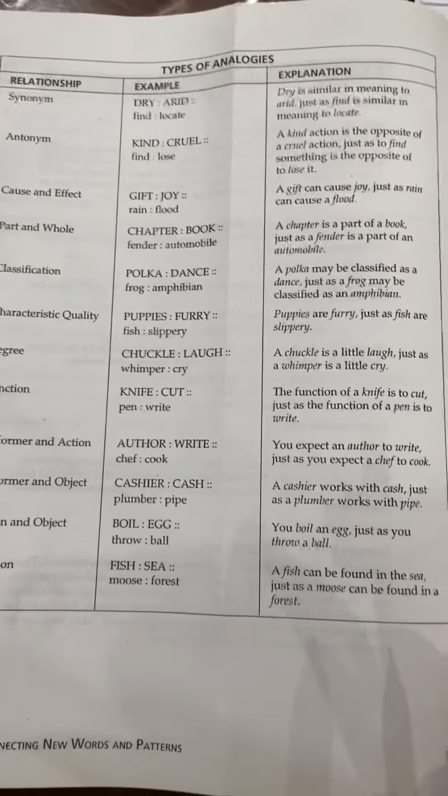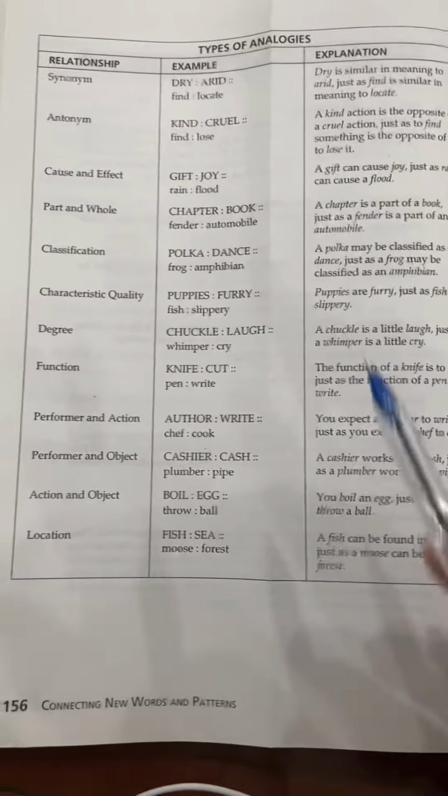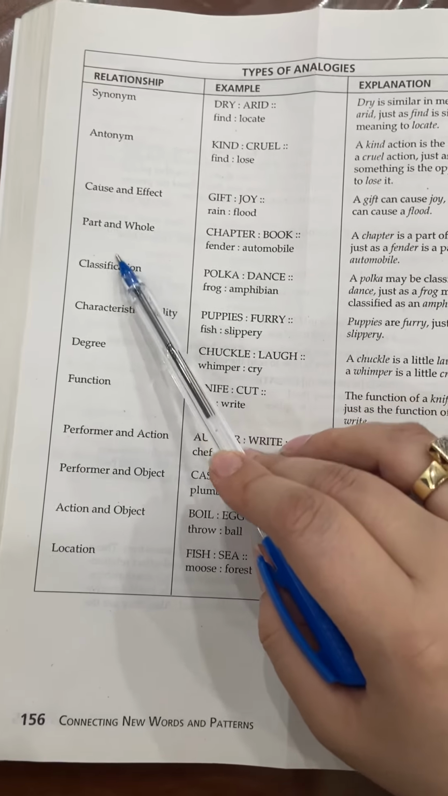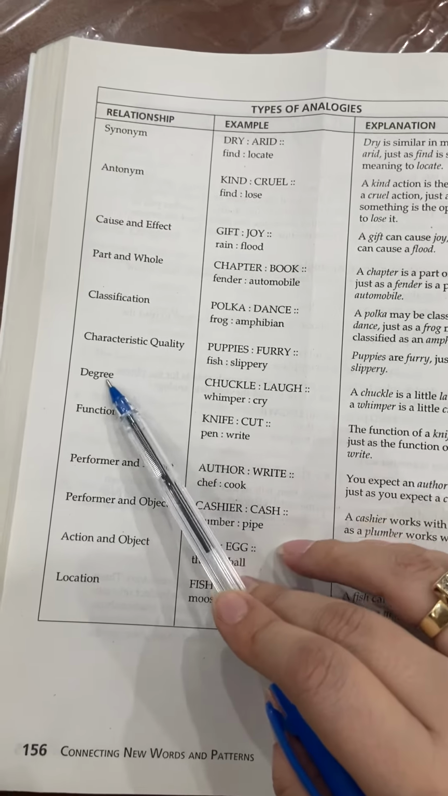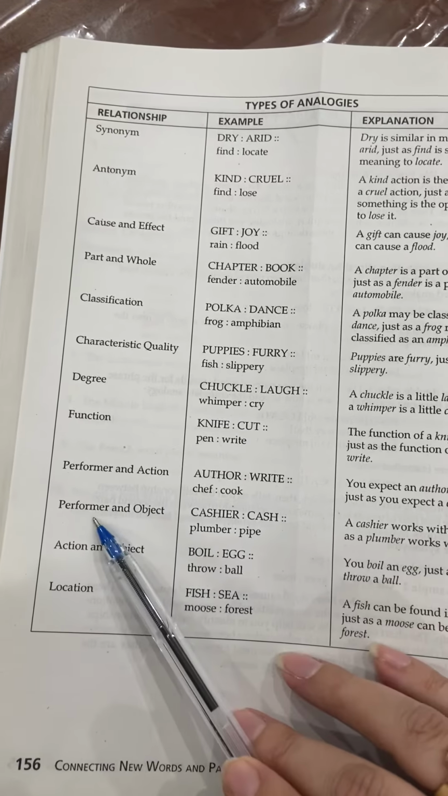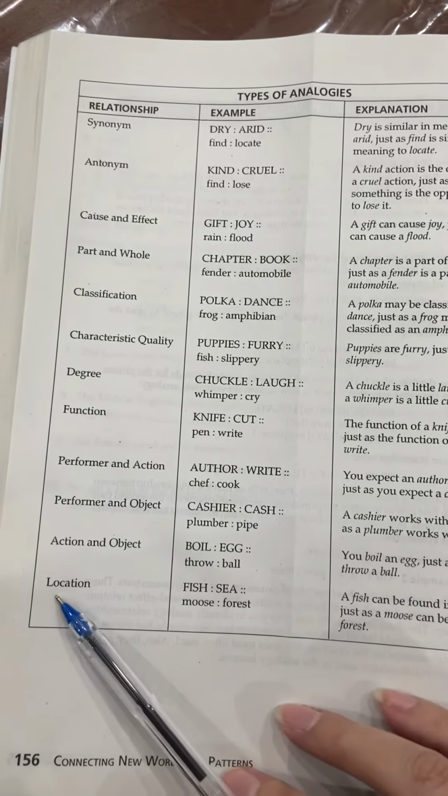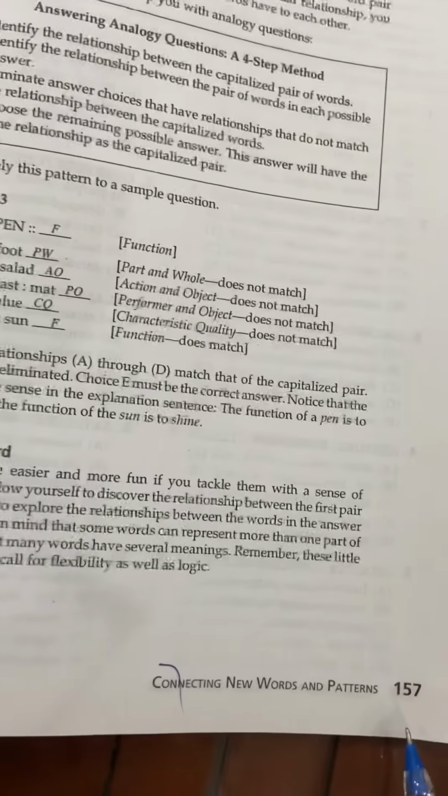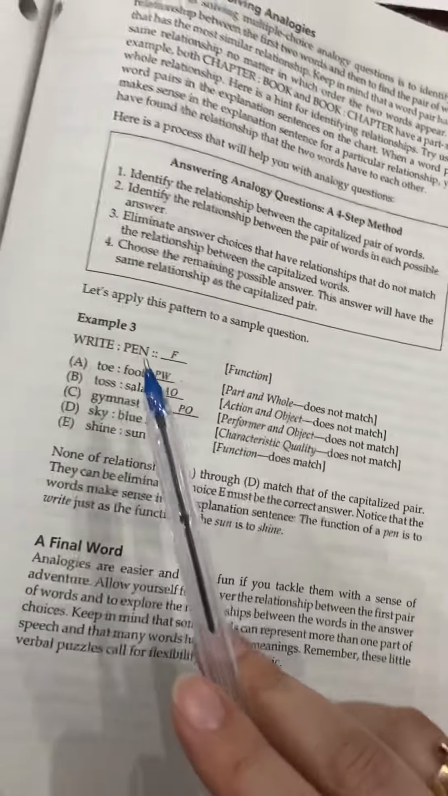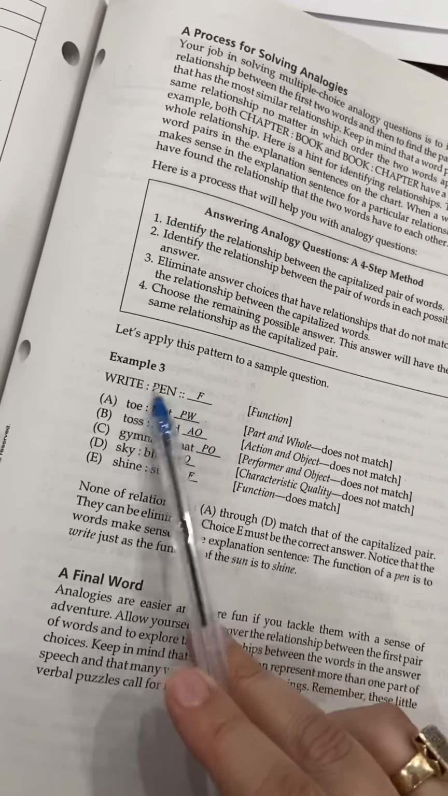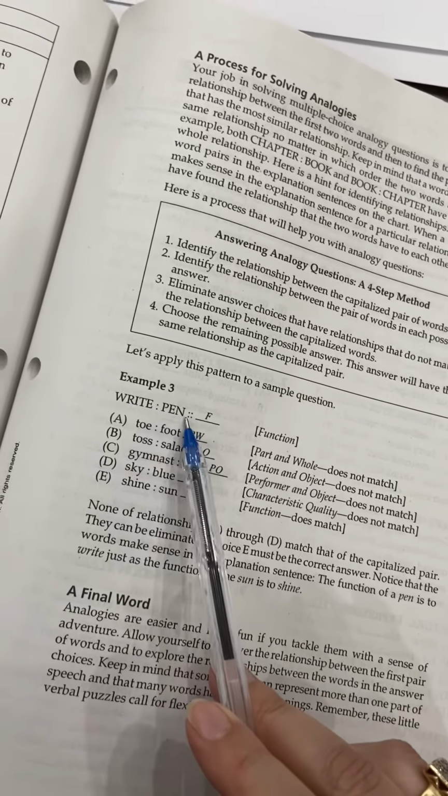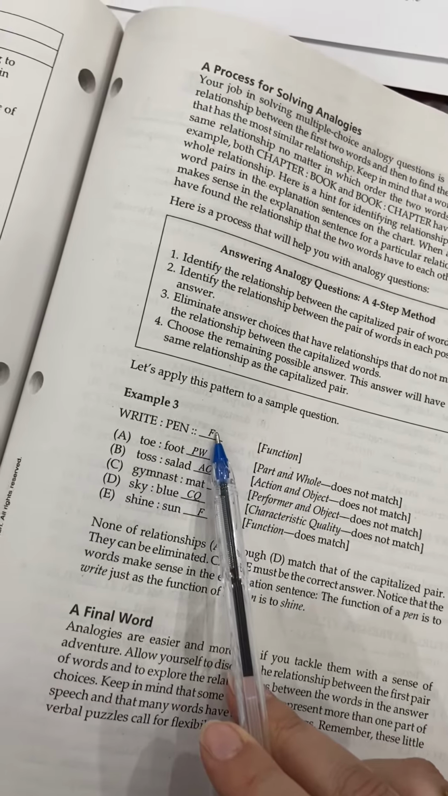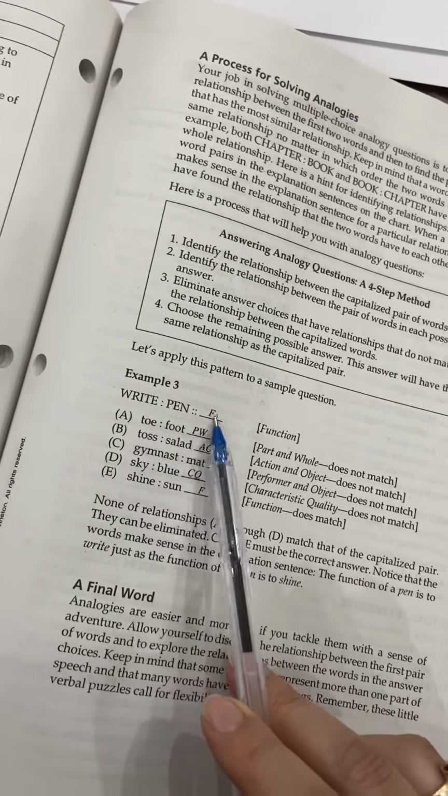So this is your lesson, page 155. These are the 12 kinds: synonym, antonym, cause and effect, part and whole, classification, characteristic quality, degree, function, performer and action, performer and object, action and object, and finally the location. Here also on page 157, they gave you some examples like write and pen. What is the relationship between write and pen? This is function.